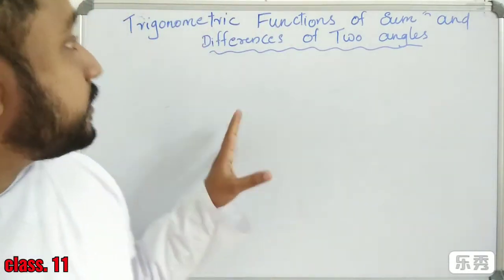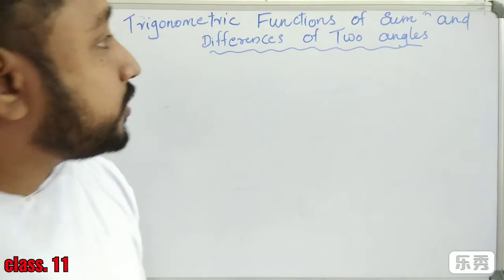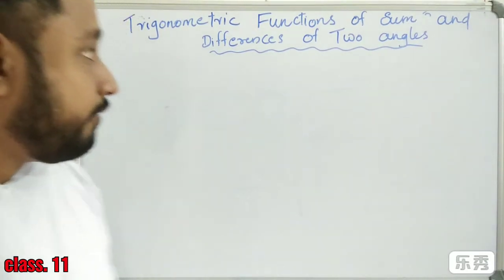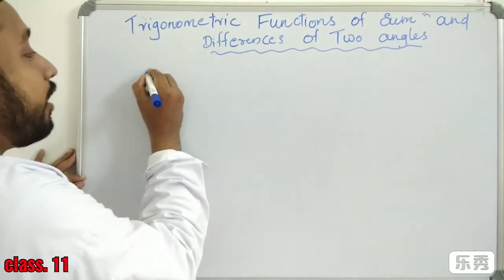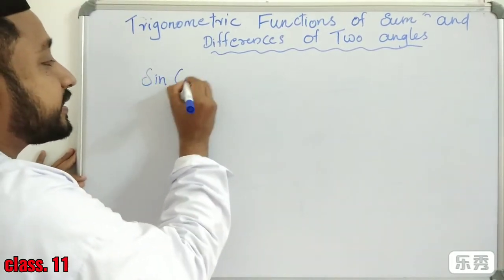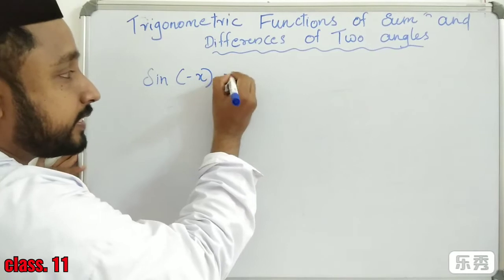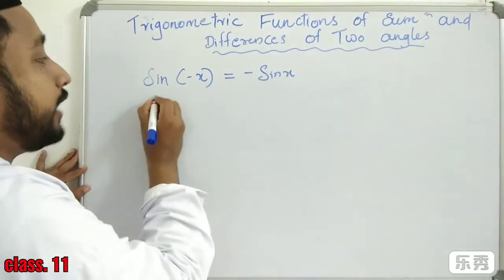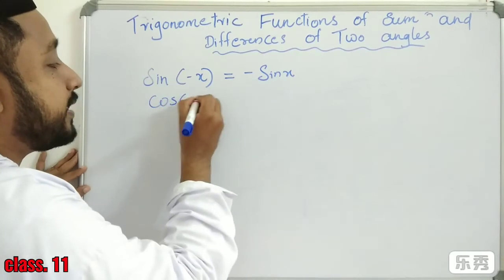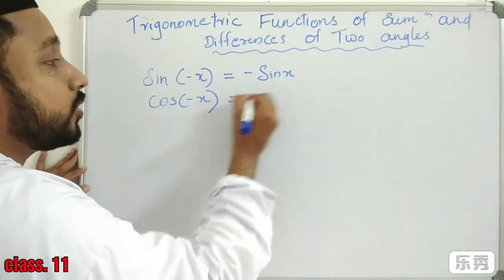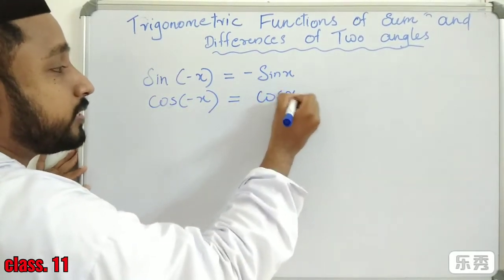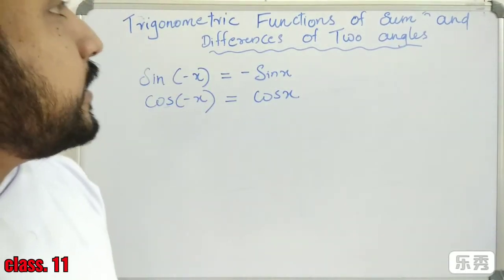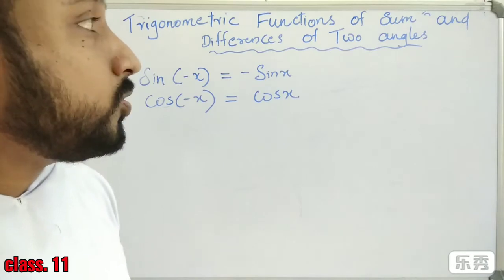Today we will discuss trigonometric functions of the sum and difference of two angles. We have studied sine of minus x, which is equal to minus sine x, and cos of minus x, which is equal to cos x. These two formulas we have studied. Now we are going to study the sum and difference of two angles.